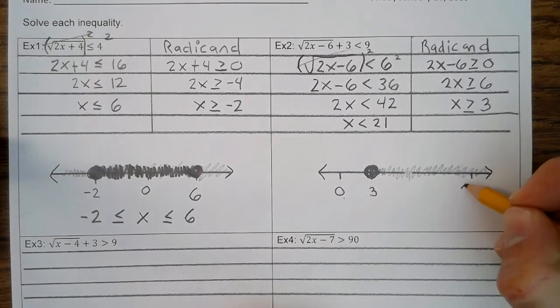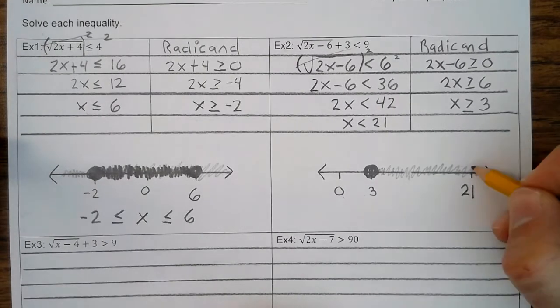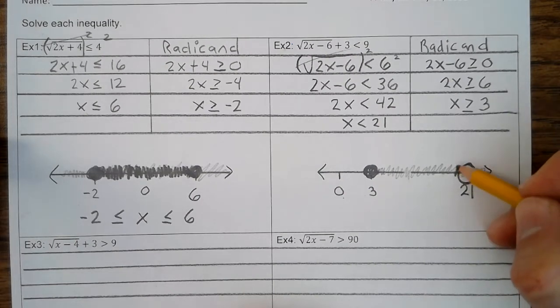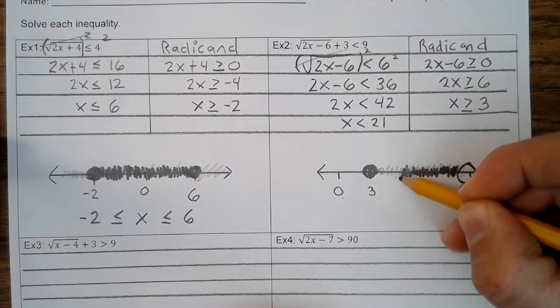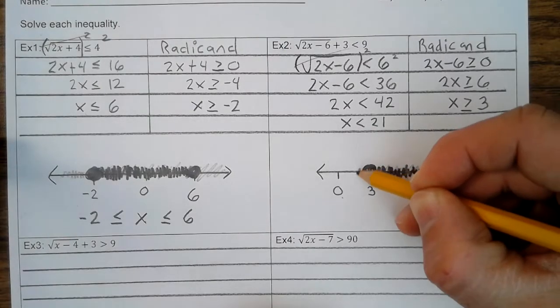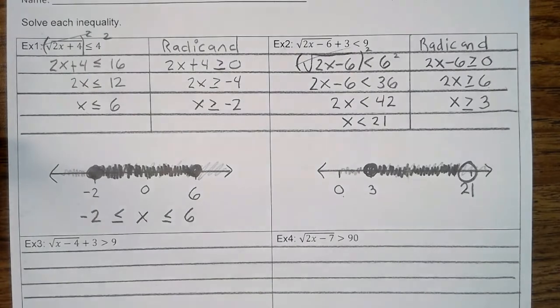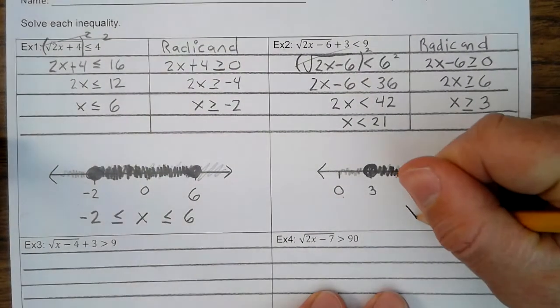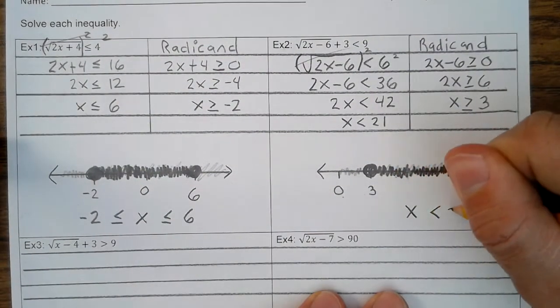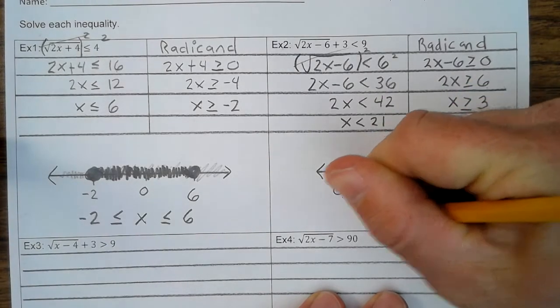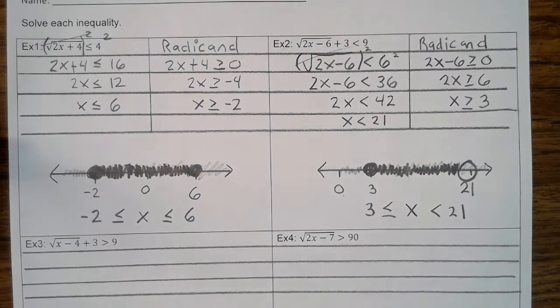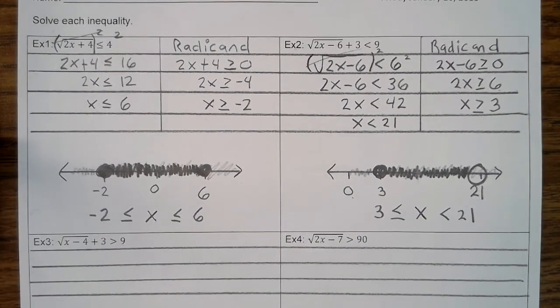And then 21 is an open circle, and we shade less. And so, again, darkening the overlapping region, and that's your solution. So then we can say that x is less than 21, but greater than or equal to 30. All right, now let's move on to examples 3 and 4.